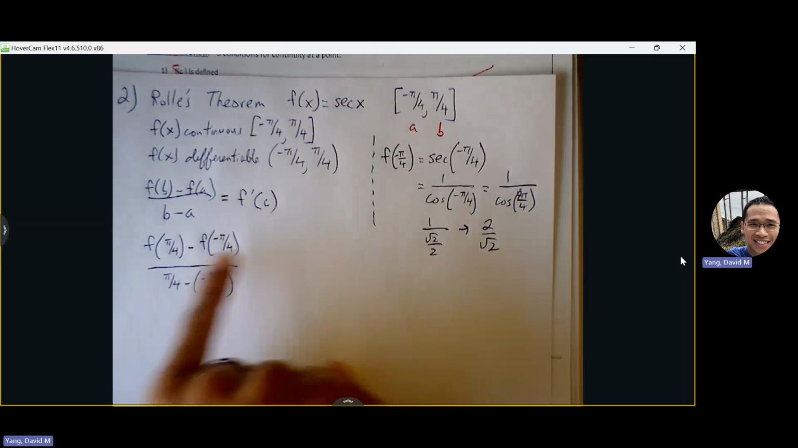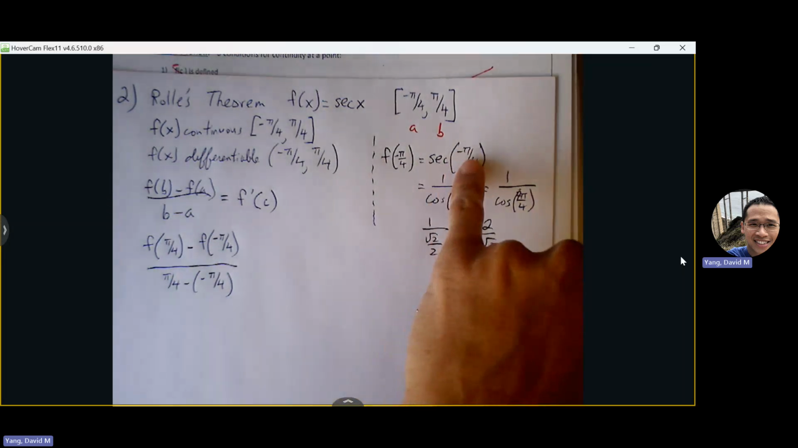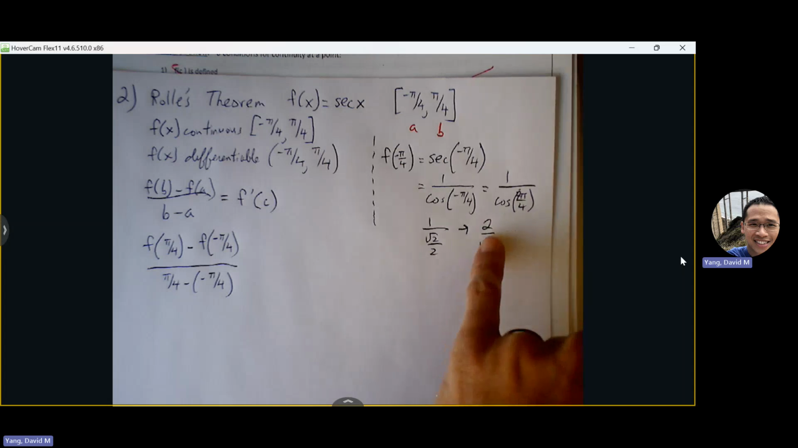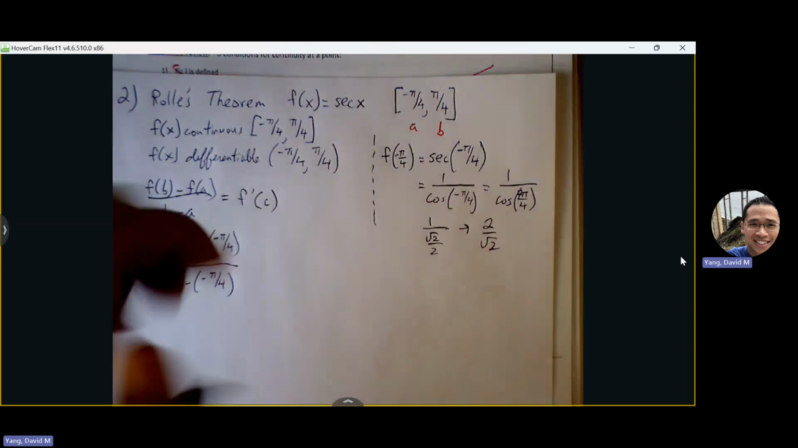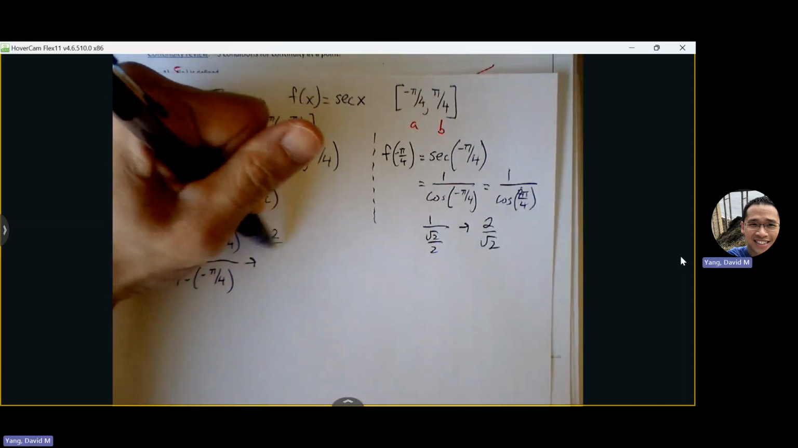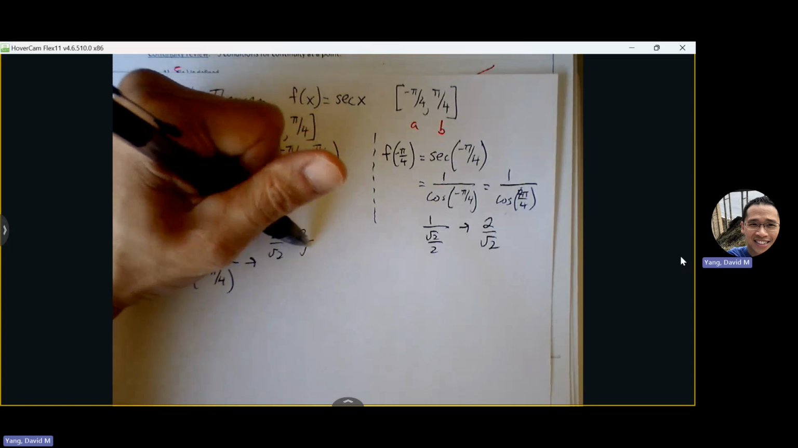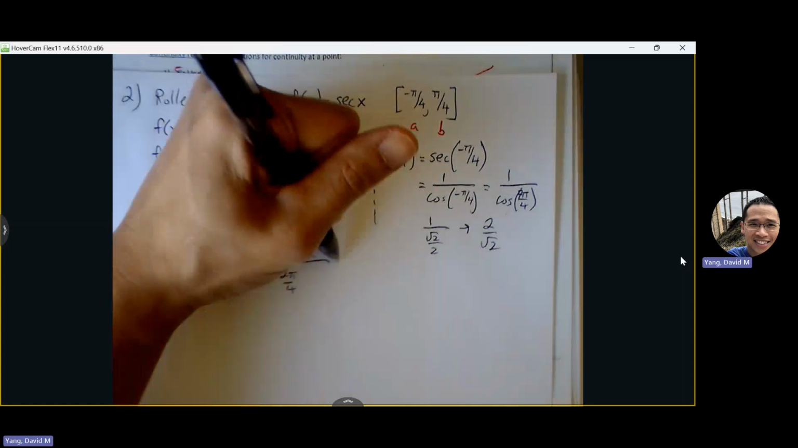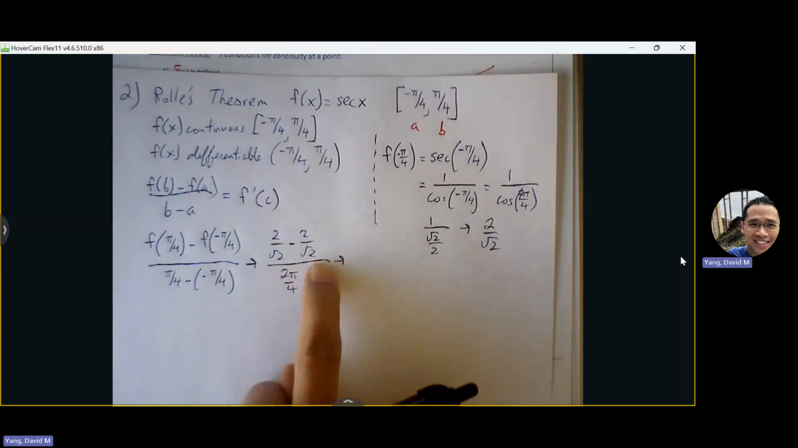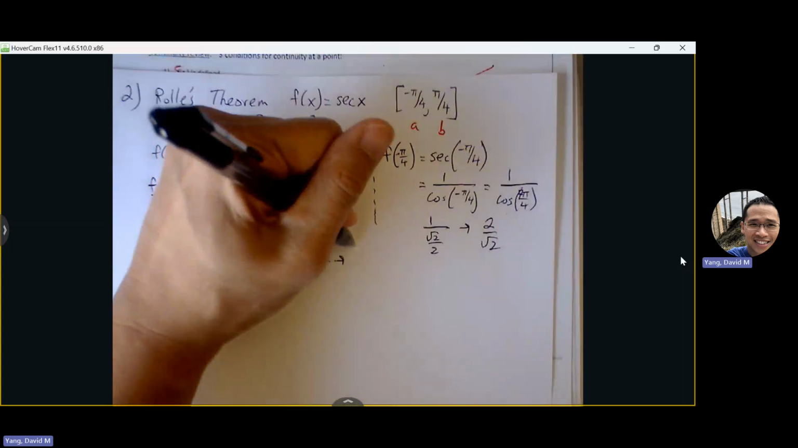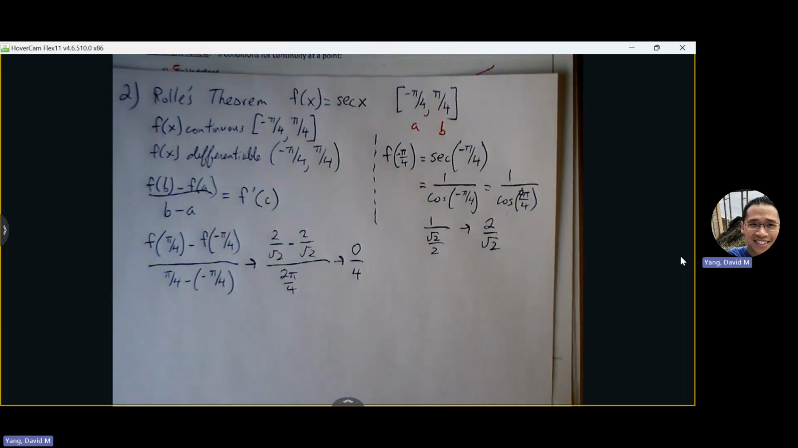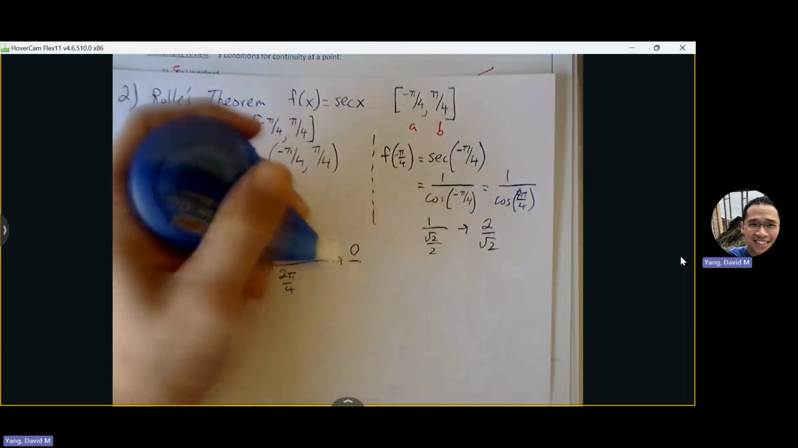F of pi over 4 is going to be the same thing. Secant of pi over 4, 1 over cosine of pi over 4, is also 2 over root 2. So they end up being the same y values. So we get 2 over root 2 minus 2 over root 2 all over 2 pi over 4. Now, it doesn't matter what the denominator is. My numerator is 0 because these cancel out. So 0 over 2 pi over 4 will just be still 0.